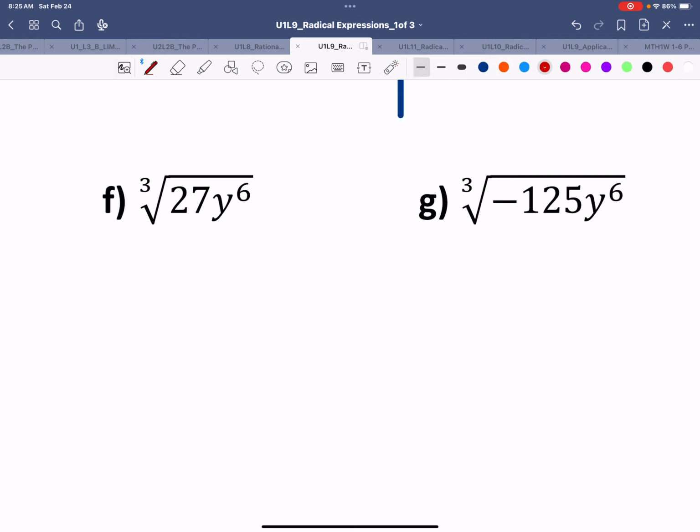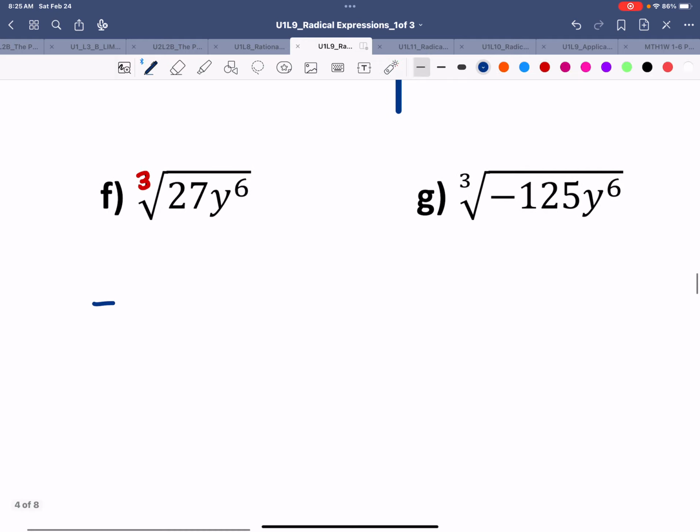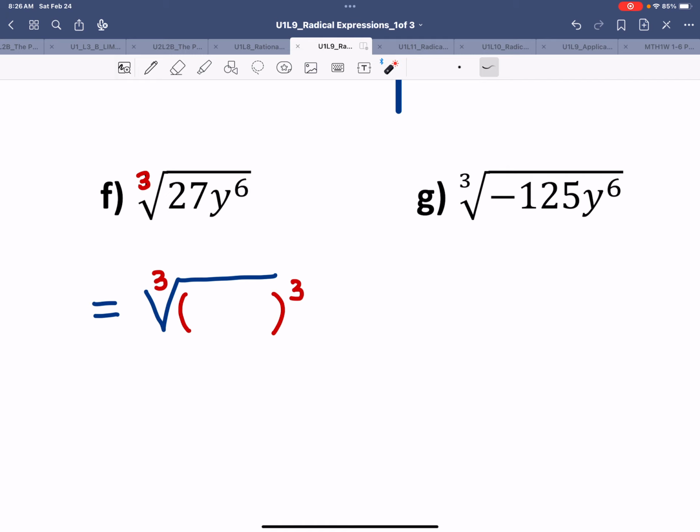So here we have an odd index. Odd index means don't worry about absolute value at all. So we're going to say that this is the third root. We still need to simplify it, right? And we need to write the radicand as a perfect power of 3 so that we can simplify as much as we can. So 27 will need a base of 3, to the power 3. And y to the 6 is going to need a y squared. So index power simplify, we have 3y squared. And again, index odd, no need to worry about making this positive.